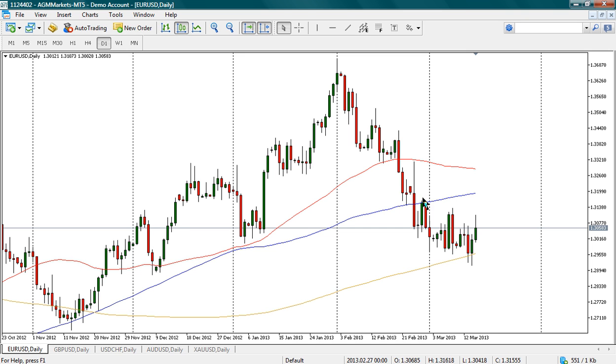Last week we ended the week capped by this 100-day moving average, and you can see that we've come back down. In all fairness, we're actually in between a slightly bigger range here as well, between the two key daily moving averages.